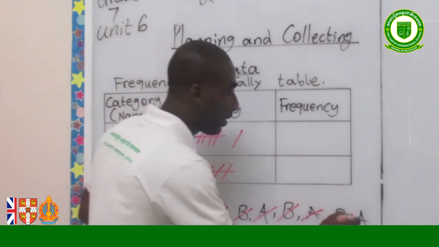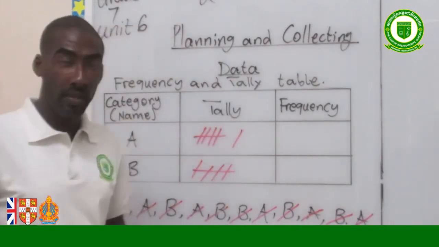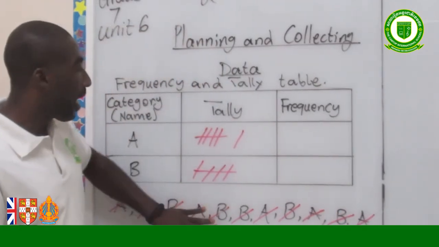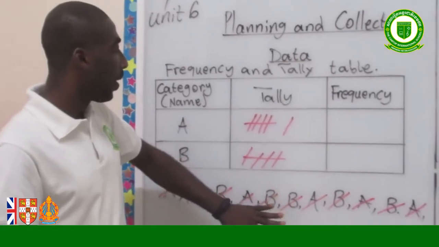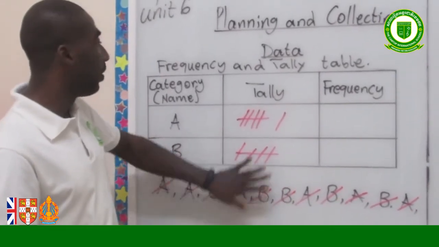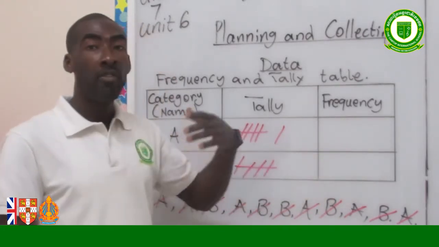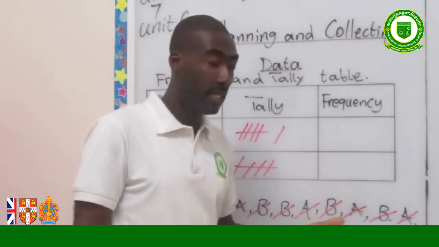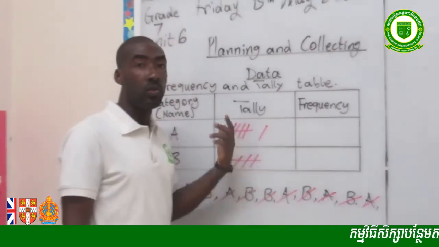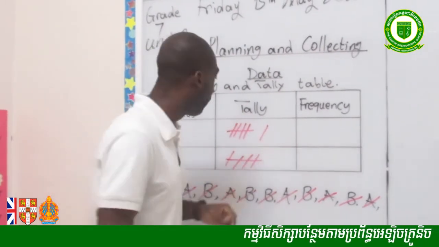Okay, so we cancel our A. So this is how you can transfer your data into a tally. Okay, now how do you put it on frequency? For frequency, we have to use figures, and it's supposed to be equal to what you have in your tally.